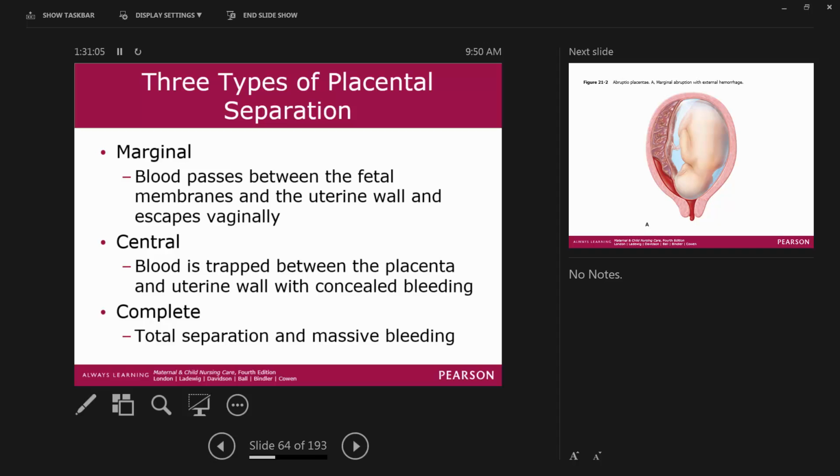Okay? And you really don't know about it, because it's being contained. Will you not see that with the baby not having as good gas exchange? Well, yeah, you're definitely going to see it. You're going to see that something is going on on the fetal monitor. But as far as blood loss for mom, you won't be seeing it. It's contained in that little pocket. Okay. And then a complete abruption is completely separated from the uterine wall.